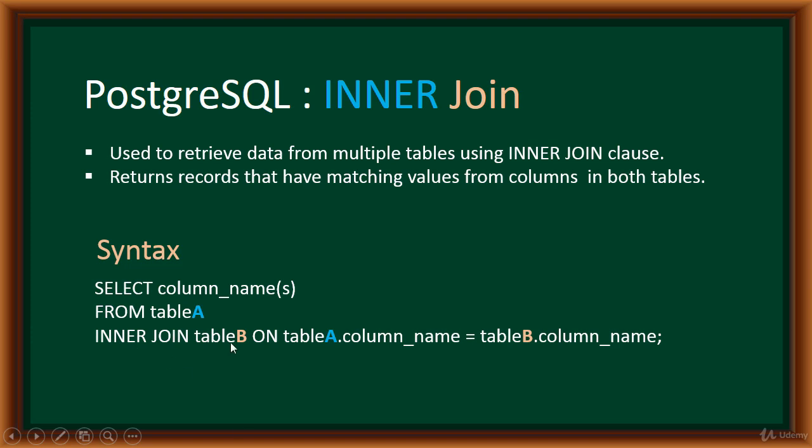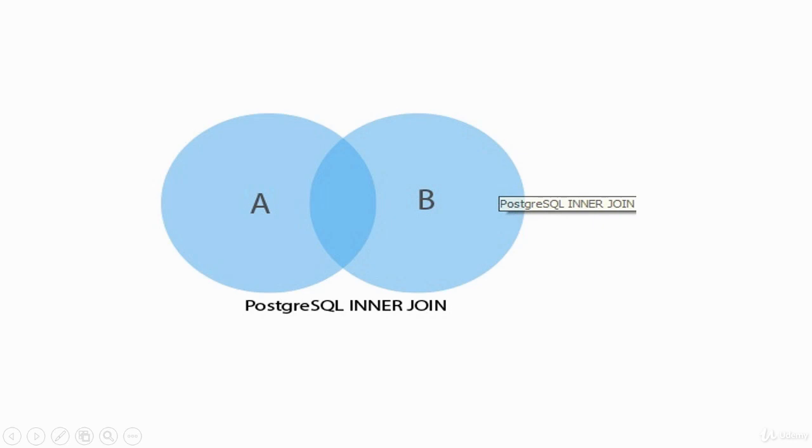So you do an inner join on table B on table A dot column. That is the column from table A where you're performing the join on. You set that equal to the column on table B. It will make more sense if I actually show you an example of how this works.